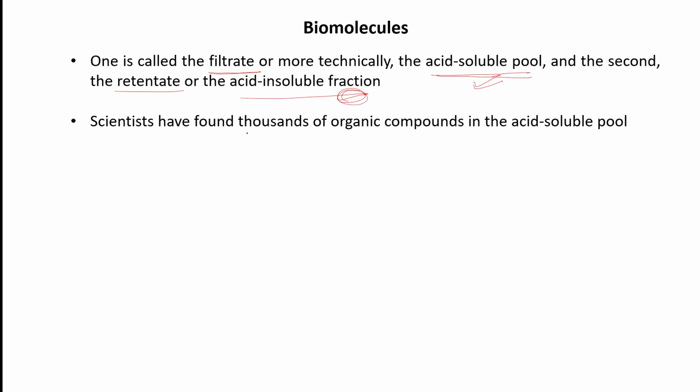Scientists have found thousands of organic compounds in the acid soluble pool. That filtrate, the acid soluble pool, has many biomolecules present in it, and scientists analyze those biomolecules. So to study what type of biomolecules are present in a particular organism, as a sample we take a tissue of that organism and crush it with the help of a mortar and pestle, using a solution of trichloroacetic acid. You have to remember that name.